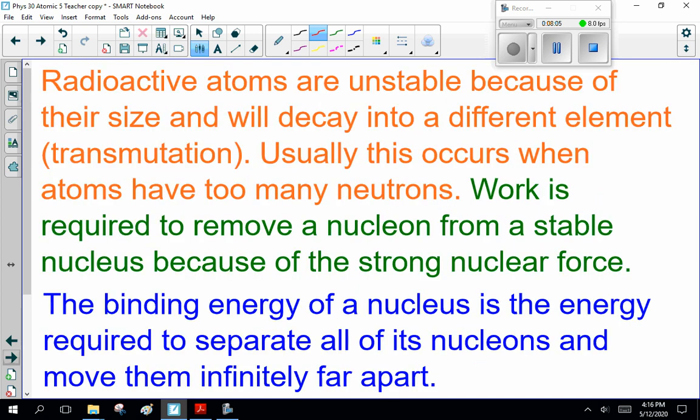Now, I want to stress something here. Radioactive atoms are unstable because of their size and will decay into a different element, called transmutation. Usually this occurs when atoms have too many neutrons. Work is required to move a nucleon from a stable nucleus because of the strong nuclear force. The binding energy of a nucleus is the energy required to separate all of its nucleons and move them infinitely far apart. So we have to put work or energy in to break up this binding energy.